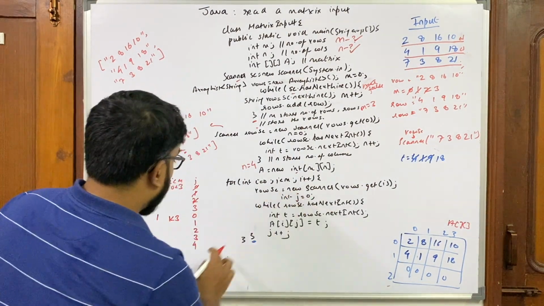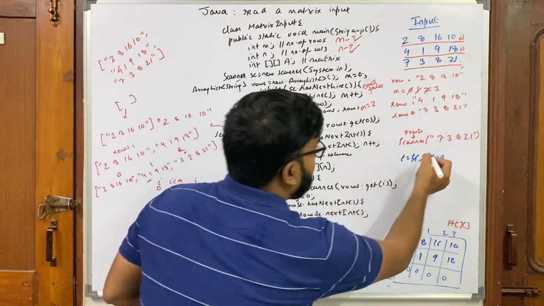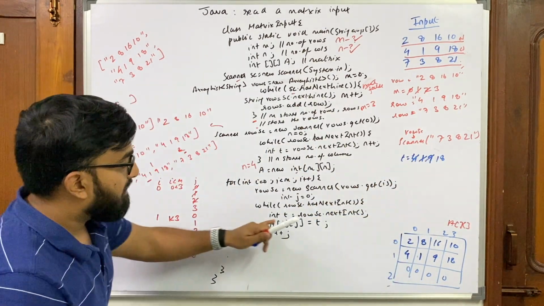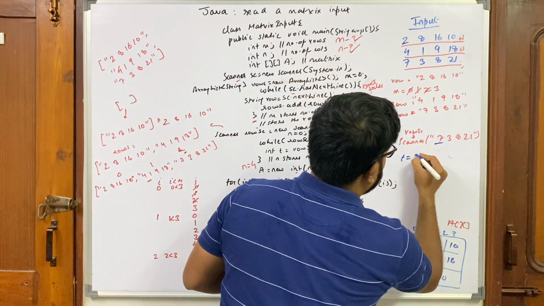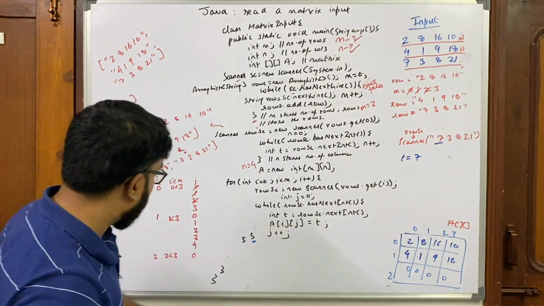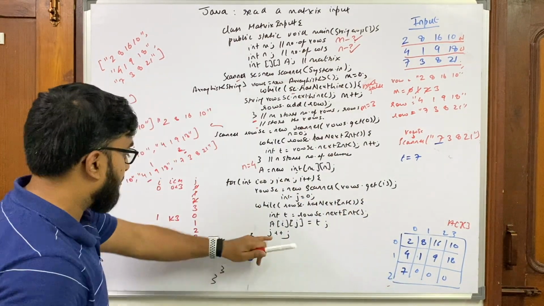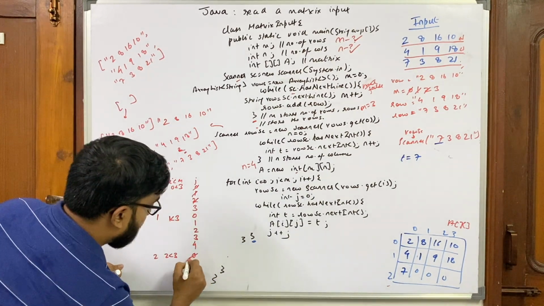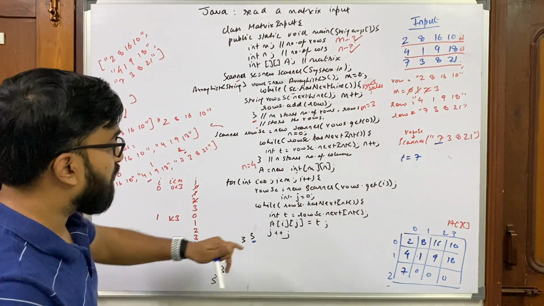We set j to 0, j becomes 0 again. We do row sc dot has next int, which is true, since 7 is the first integer. t is row sc dot next int, this is consumed, so t becomes 7. aij is t, a2 comma 0 is t, which is 7. Okay, j plus plus, j becomes 1. We go back to check the while loop condition.